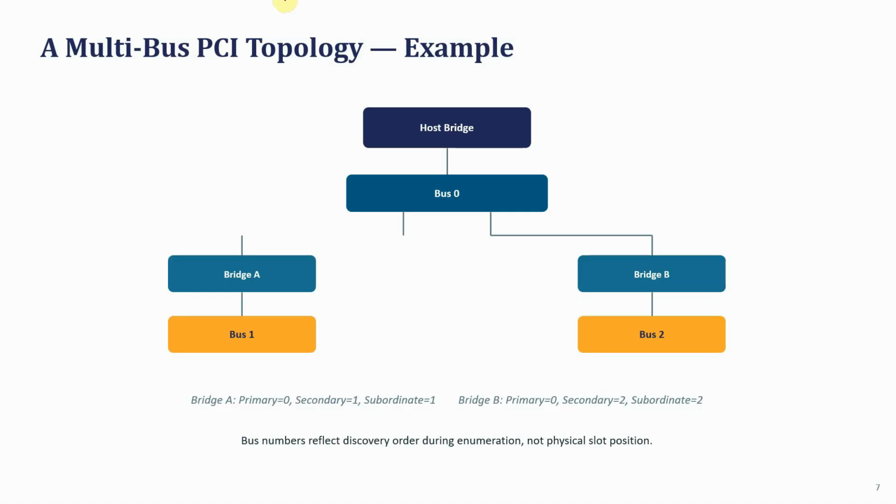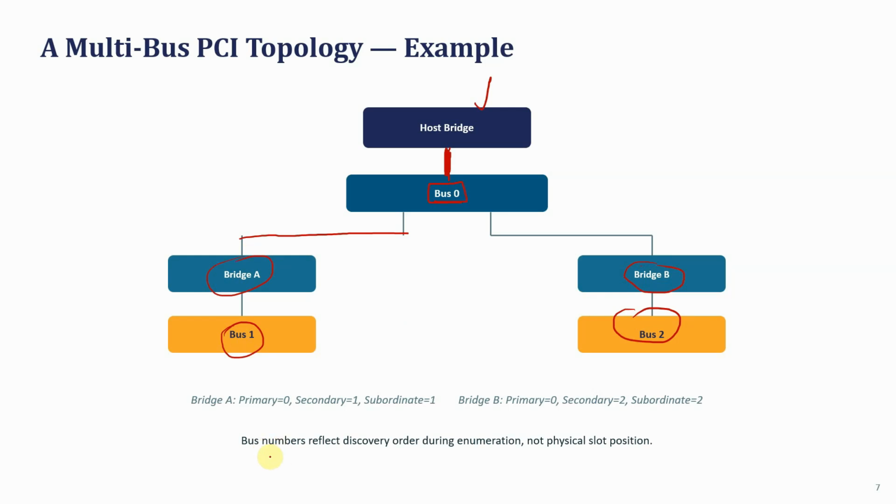So you can see a multi-bus PCI topology over here, where we have a host bridge, which is connected to a primary host bus, termed bus number 0. Now this bus 0 is connected to two bridges. This is bridge B and this is bridge A, which are further connected to bus number 1 and further bus number 2.